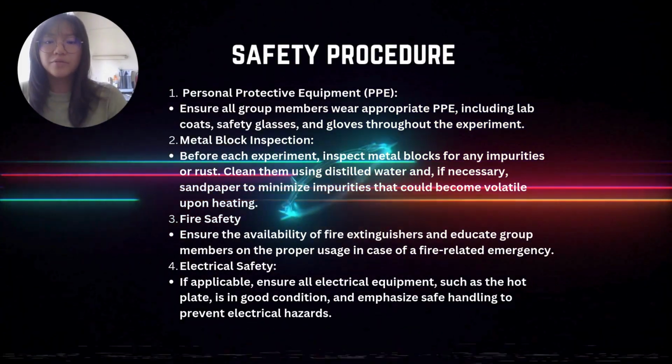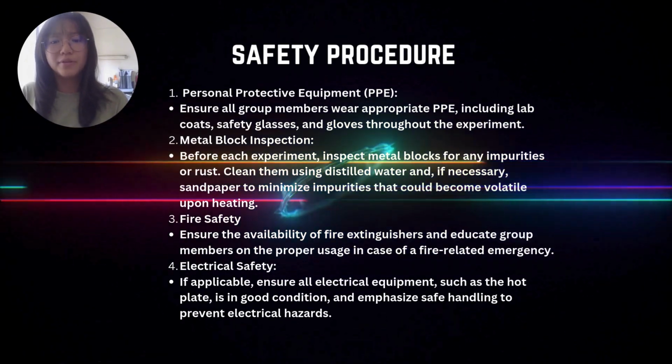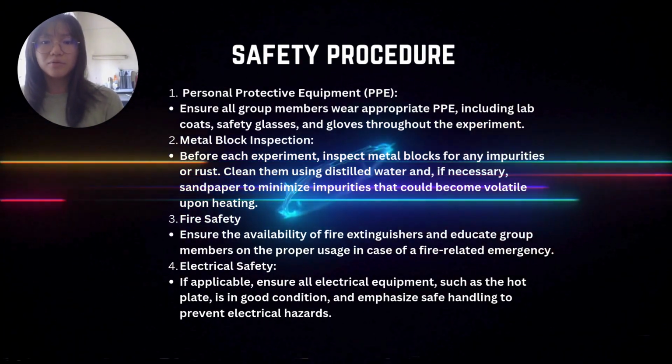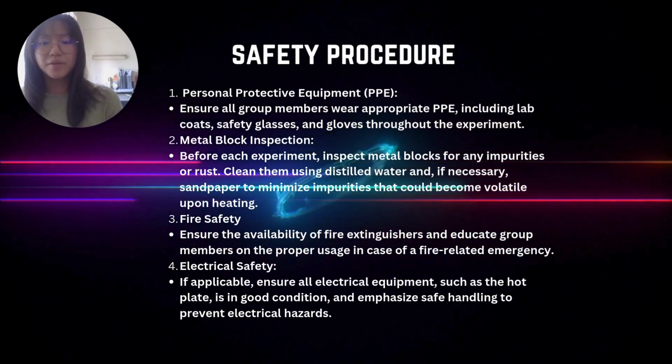Safety procedure. The first one is PPE, which is personal protective equipment. Ensure all group members wear appropriate PPE, including lab coats, safety glasses, and gloves throughout the experiment. The second one is metal block inspection.